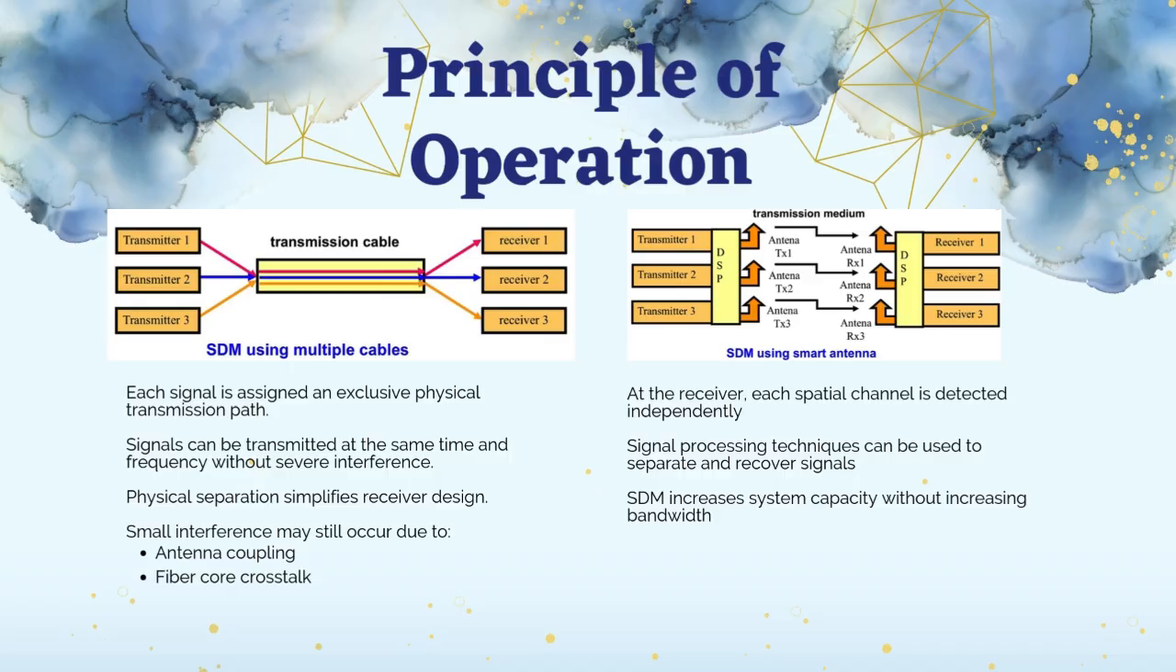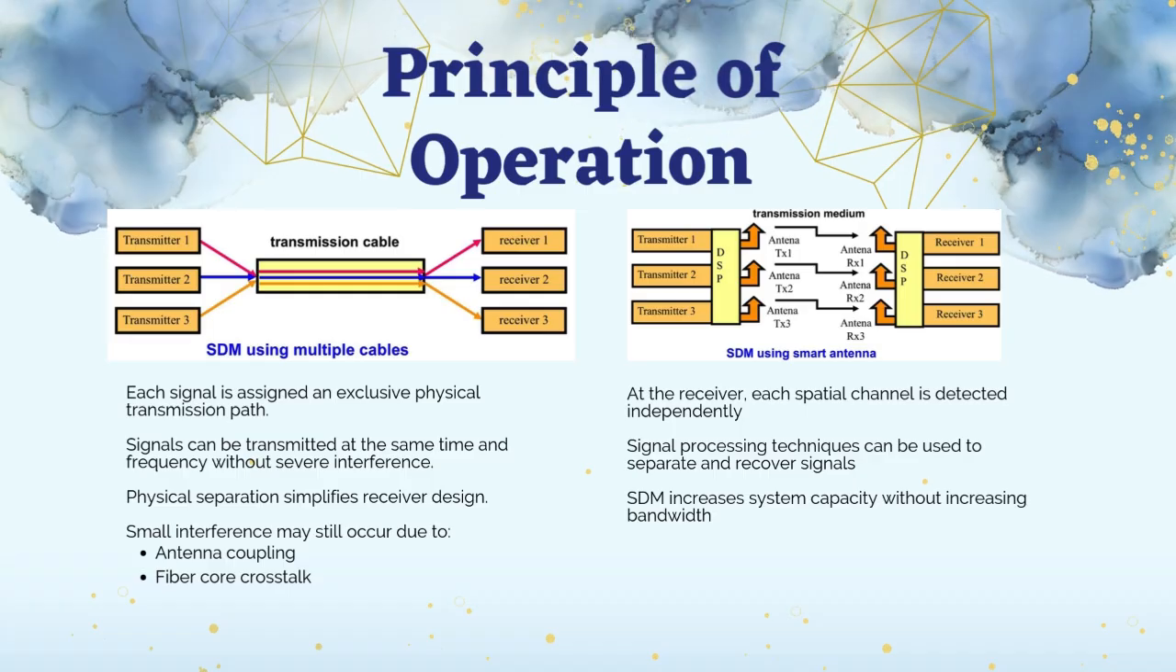At the receiver, each spatial channel is detected independently. Signal processing techniques can be used to separate and recover signals. SDM increases system capacity without increasing bandwidth.